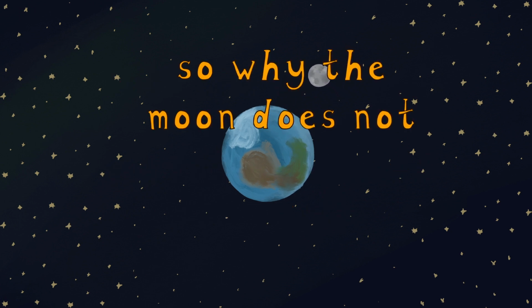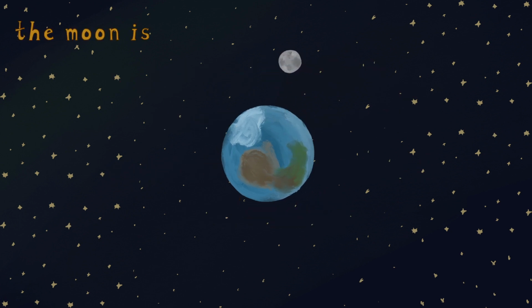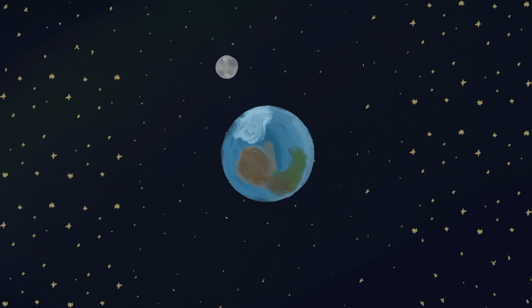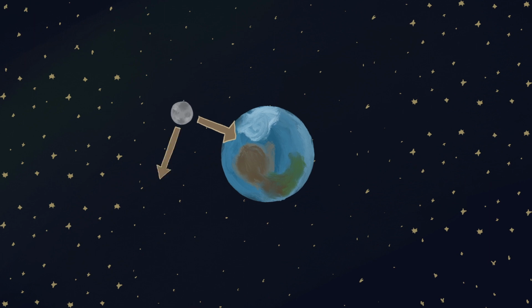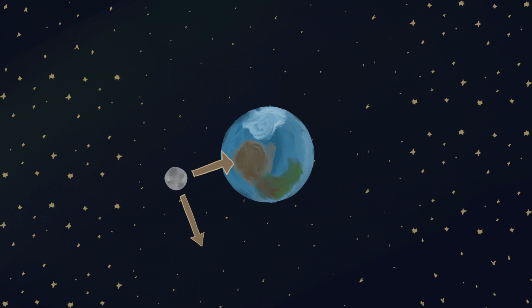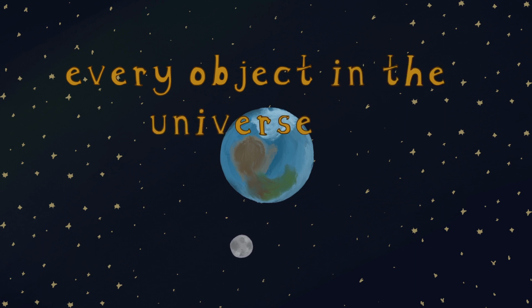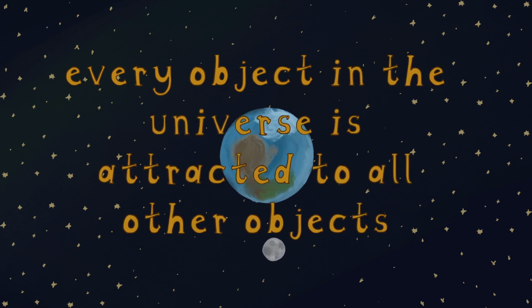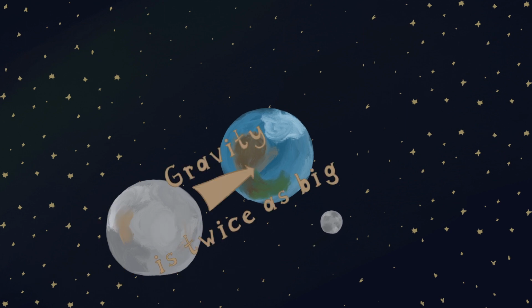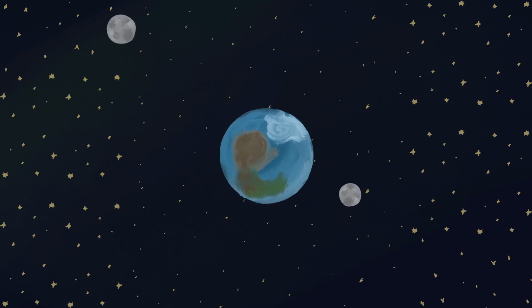So why doesn't the moon crash to the earth? Because the moon is also moving rapidly in a horizontal direction. While the moon is falling toward the earth, it is continuously maintaining its horizontal velocity, and these two motions are balancing each other to keep the moon in orbit. According to the law of universal gravitation, every object in the universe is attracted to all other objects by a force that increases as the masses of the objects grow and as they get closer to each other.